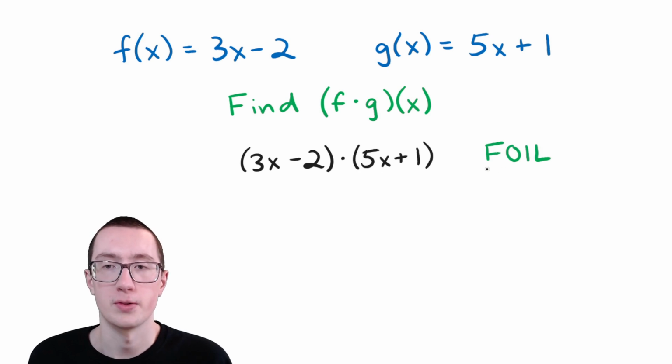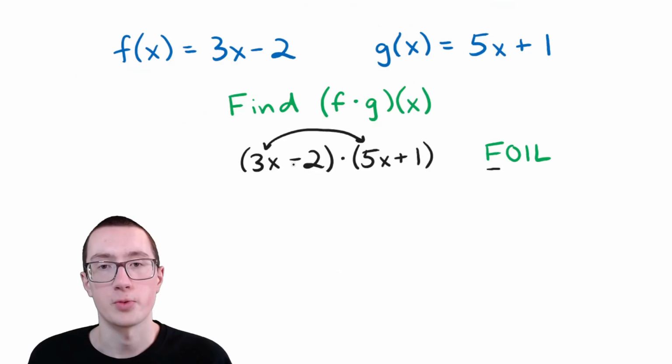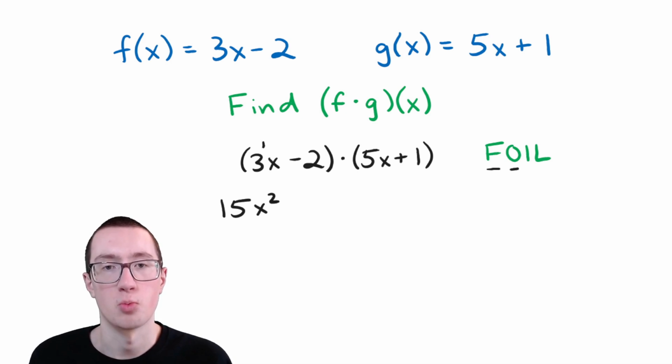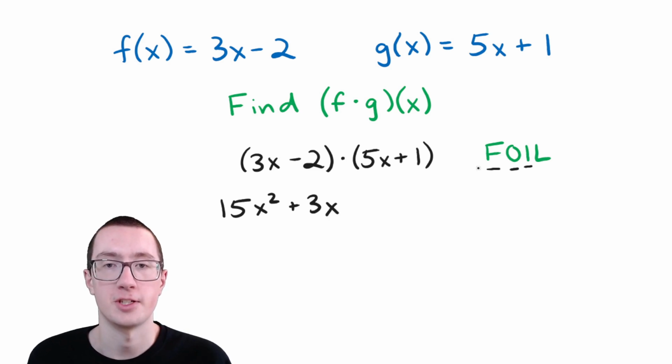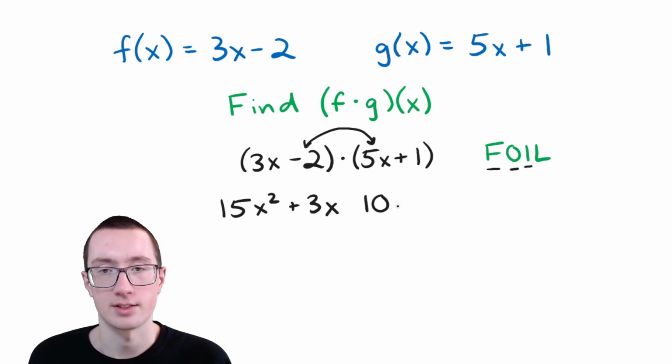So the first step of FOIL is F, which stands for first. So we need to multiply the first parts here. 3x times 5x. Well, 3 times 5 is 15. And then it's x times x, which is x squared. Now we need to do outer, which means we're multiplying the outer parts. So we have 3x times 1. Well, anything times 1 is itself, so that's just 3x. Then we have I, which stands for inner, so we need to multiply the inner parts. So we have negative 2 times 5x. Well, 2 times 5 is 10, and then the x stays.